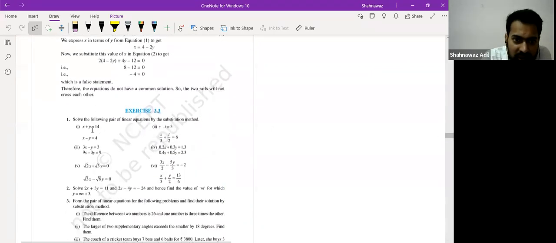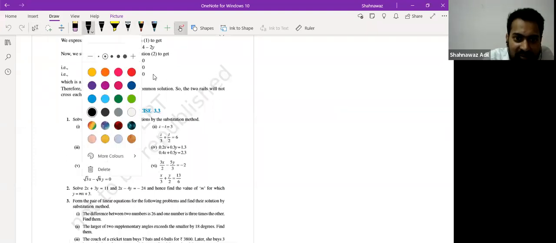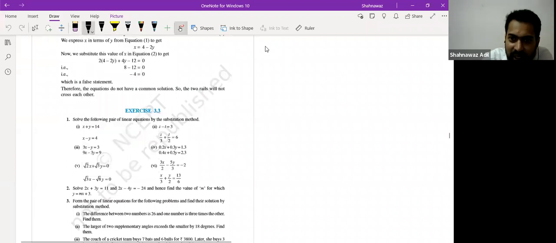Okay, so this one is very simple. First one. So my life is easy, right? Let's just do this question. So x plus y is 14, right? So this is the first equation. And x minus y is what? 4. So this is the second equation.